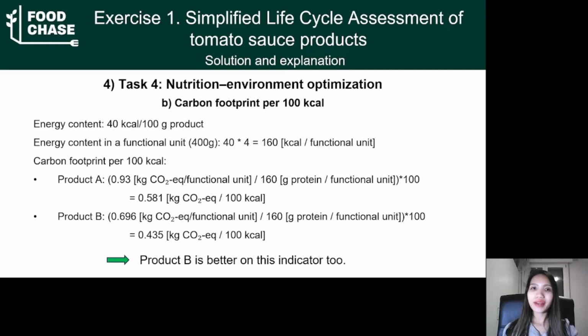Now we are going to calculate the carbon footprint per 100 kilogram. For both products, there are 40 kilograms per 100 grams of product. So with a similar calculation, we obtain that the carbon footprint per 100 kilogram for product A is equal to 0.581, while in the case of product B it is equal to 0.435. So also in this indicator, product B is better.